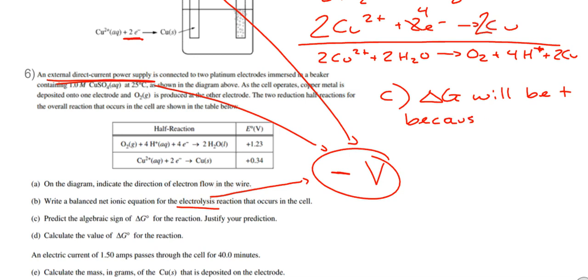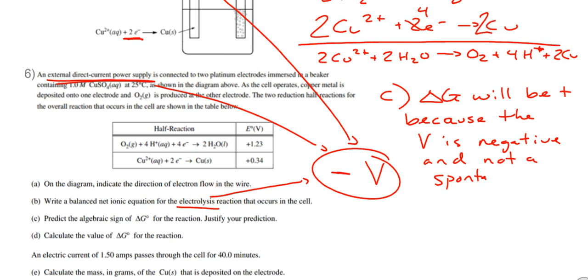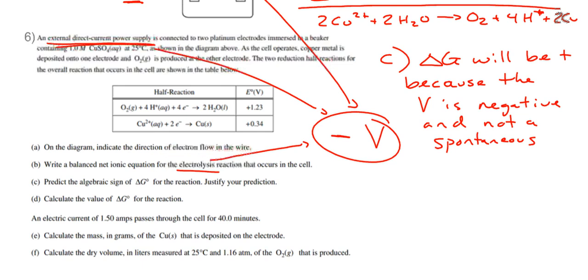And honestly, I would actually say one thing more: because the voltage is negative and not a spontaneous reaction. I mean, I haven't read what they have. That would be like hammering it home because of the fact of the voltage. And I went too far. The sign of change in G would be positive because the reaction is not spontaneous. One point is there for indicating that change in G is greater than 0 and supplying the reason correctly. All right. We're doing well.